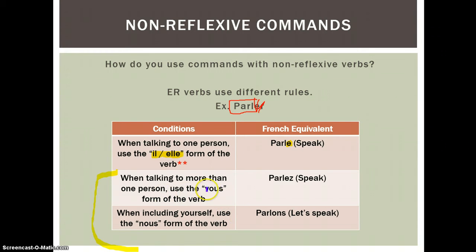Okay? If we're talking to more than one person, you still use the vous form. You still drop your ending, your ER, take your stem, and add EZ. When you're including yourself, you still use the nous form. Drop your ER, take your stem, add the ONS. Let's speak. Again, there is no separate word for let's. Parlons means let's speak.